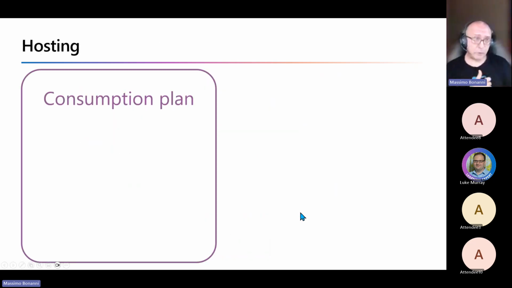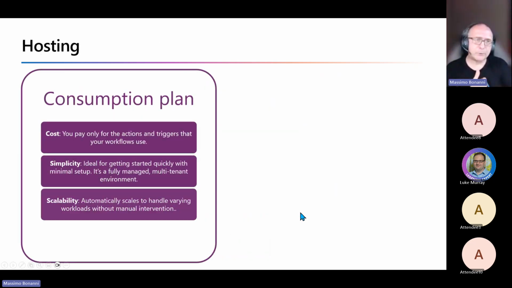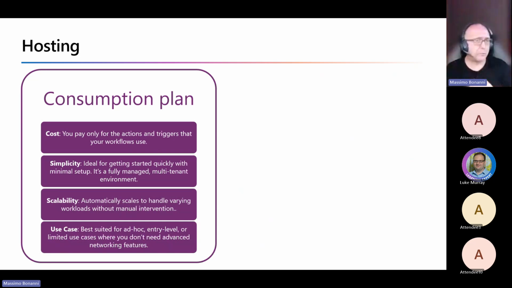From the hosting point of view, you have two different plans. The consumption plan is similar to the consumption plan we saw last time for the Azure Function. You pay only for the actions and triggers your workflow uses. Remember the trigger last time? The trigger was the component in Azure Function that runs your function when something happens. Exactly the same. Your Logic App reacts to an event, it is an event-driven technology, so you need a trigger.